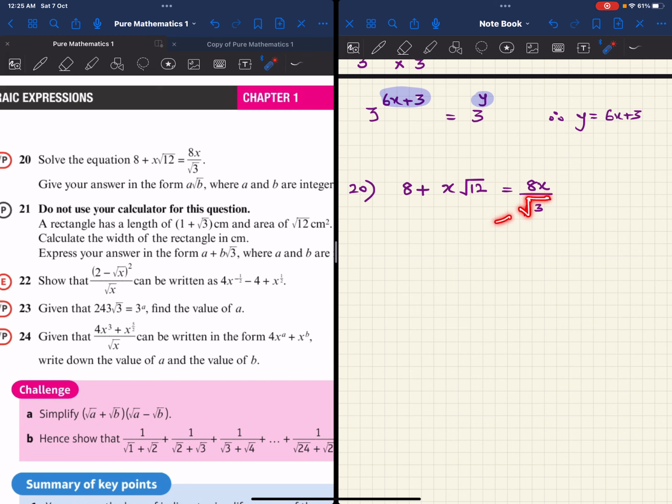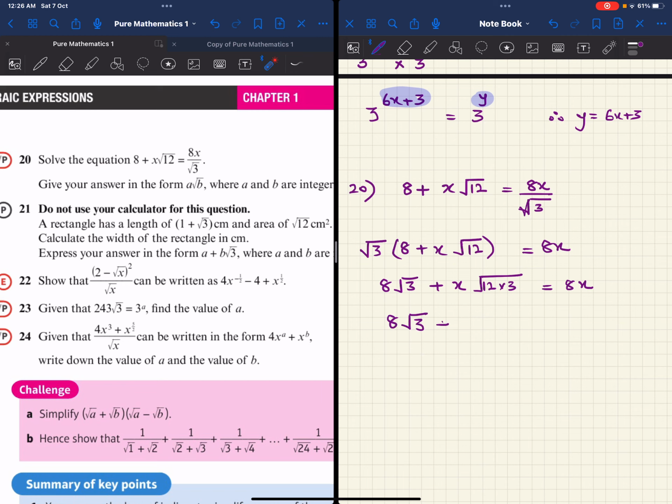And we can do that by taking it onto the other side and multiplying it with the terms on the left side, because division goes to the other side and becomes multiplication. So root 3 into 8 plus x root 12 is equal to 8x. So we have 8 root 3 plus x into root 12 into 3, that is equal to 8x.